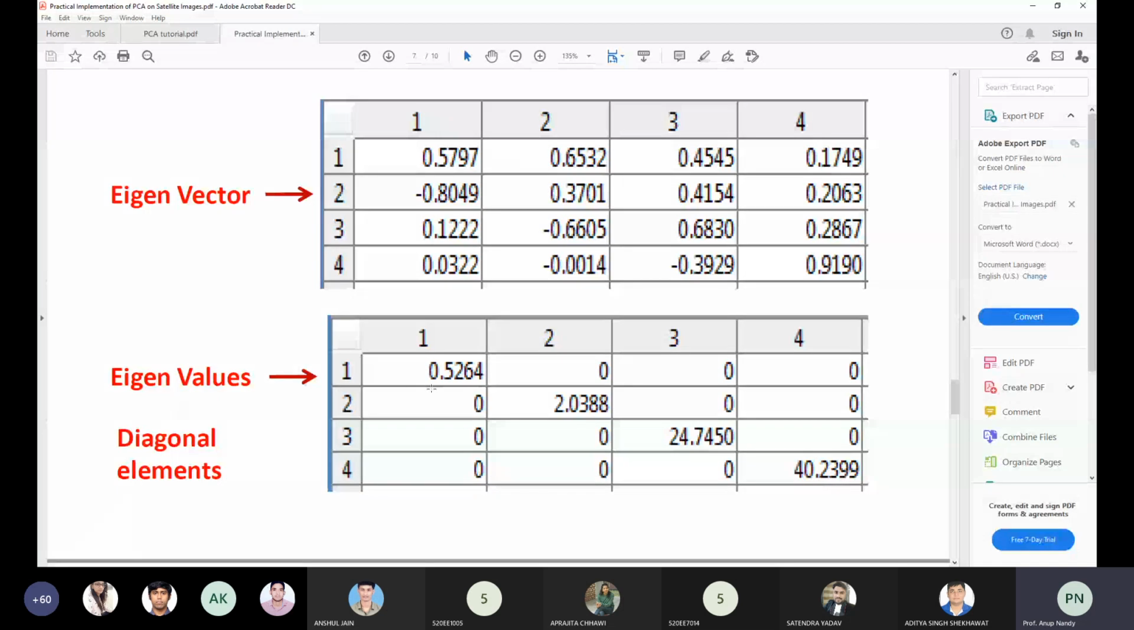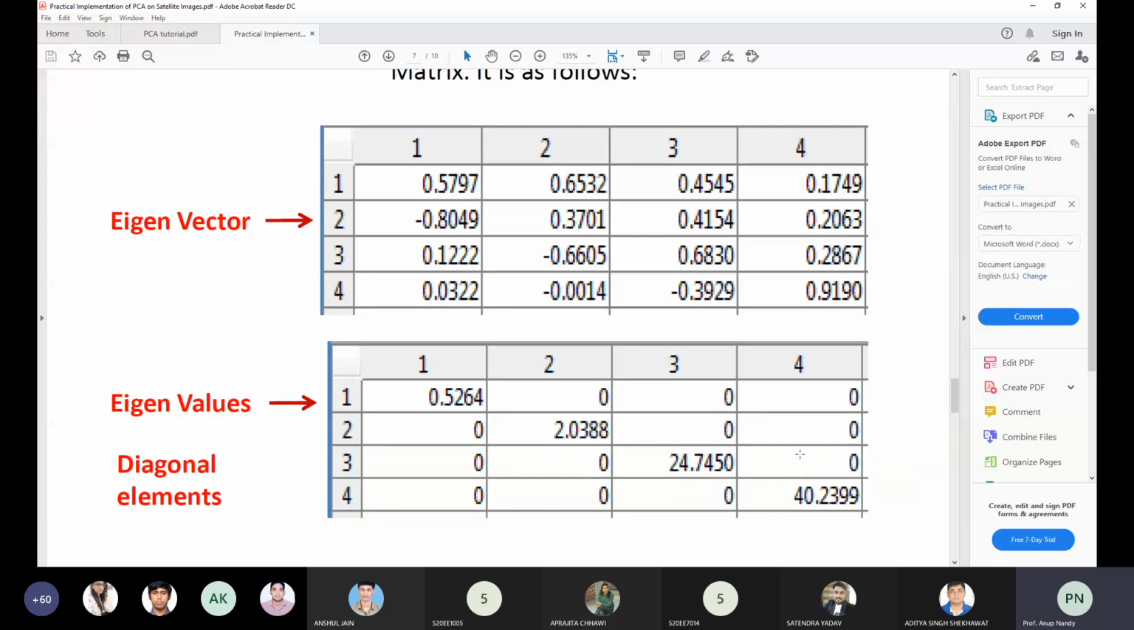As you can see, all the diagonal elements are called the eigenvalues. From these eigenvalues you have to choose the maximum eigenvalue. So what is your maximum eigenvalue? 40.2399 and 24 point something. These are very small compared to these two. Now you have to choose only 40, it is lambda 4. This eigenvalue corresponds to which principal component? This image, this dimension, so you can have the U4.